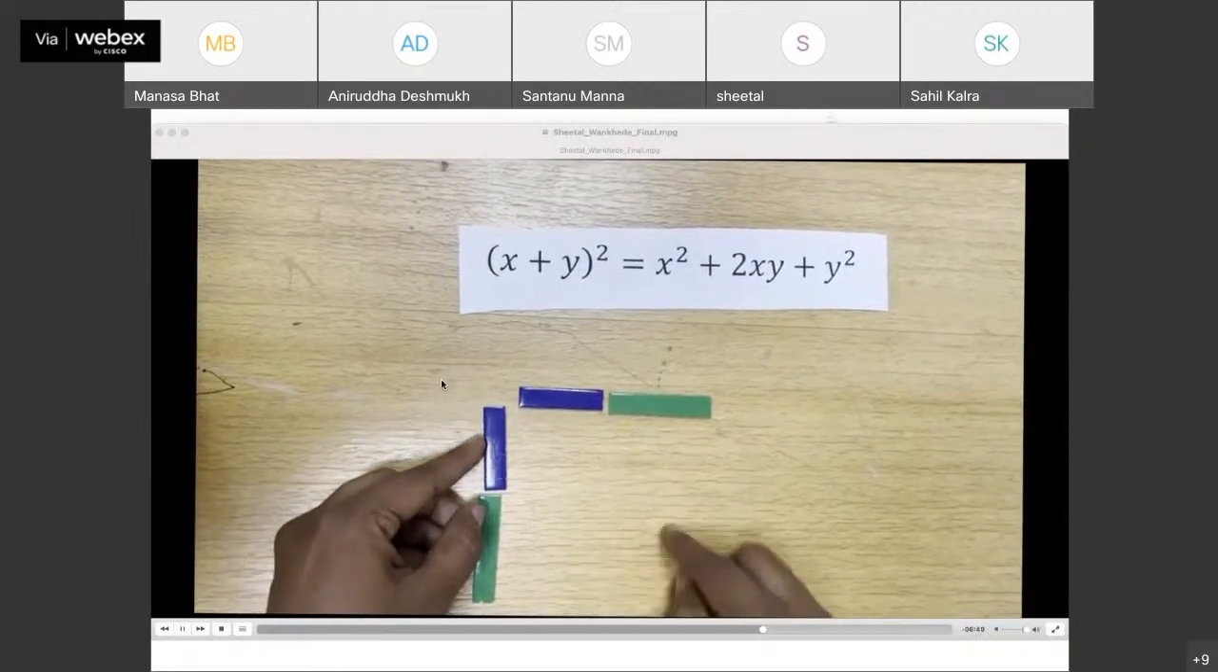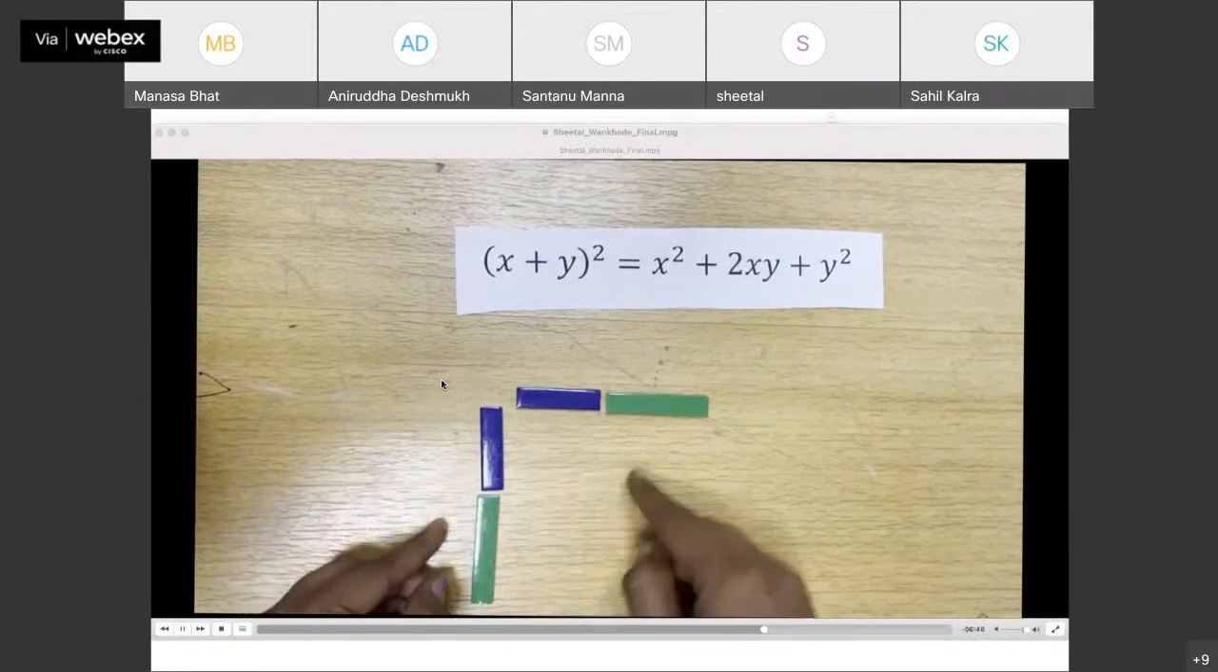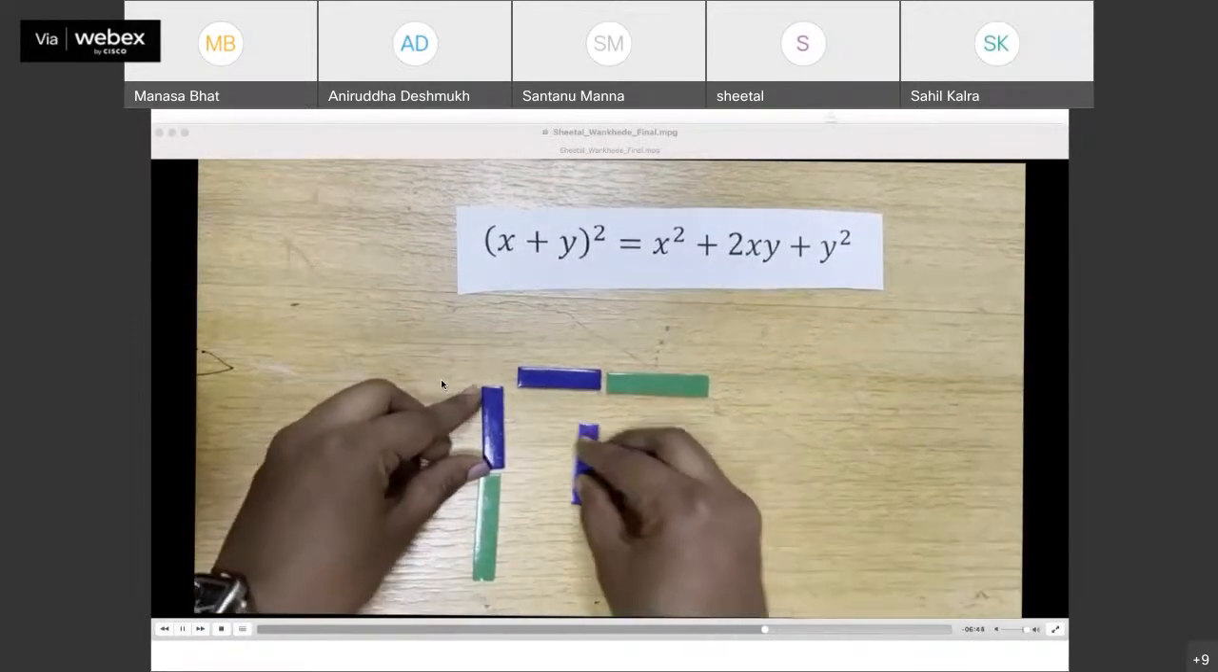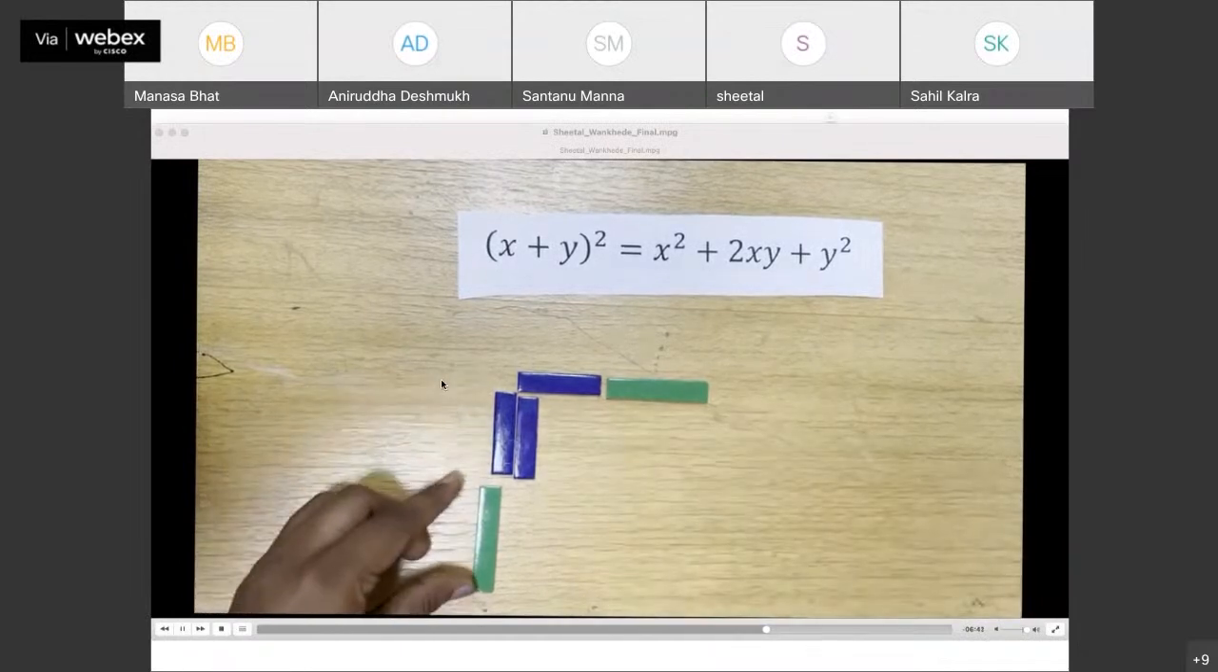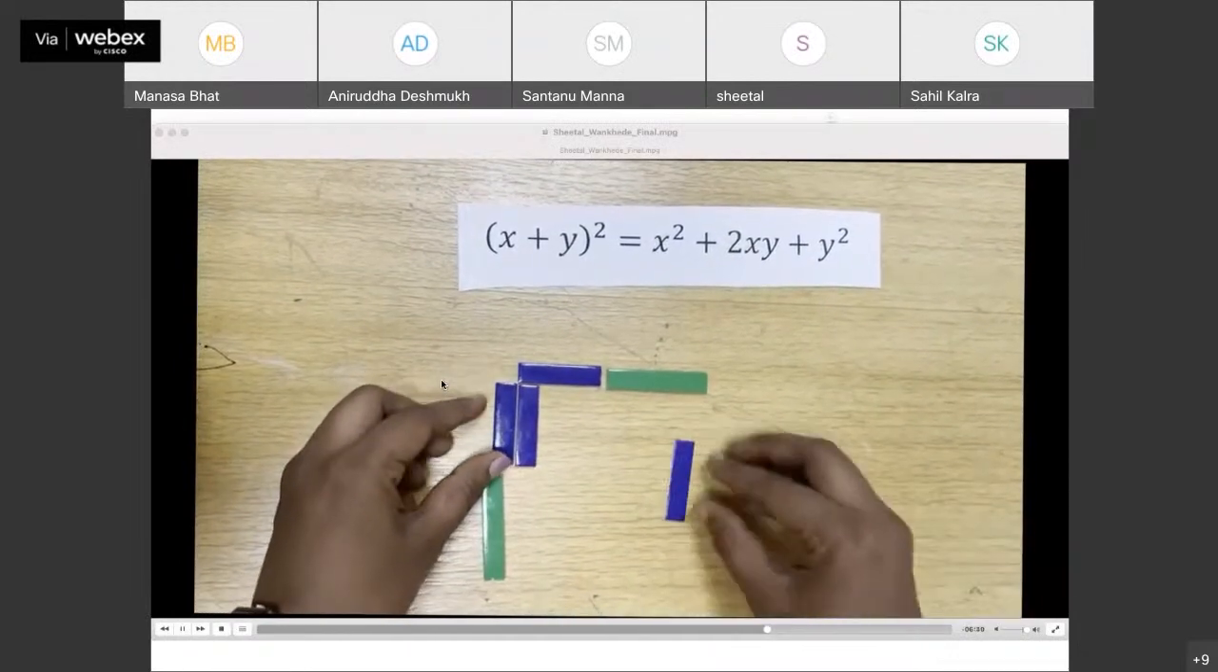So now we need to find this area whose lengths are x plus y. So first we compute this portion. We fill this area with this tile x.